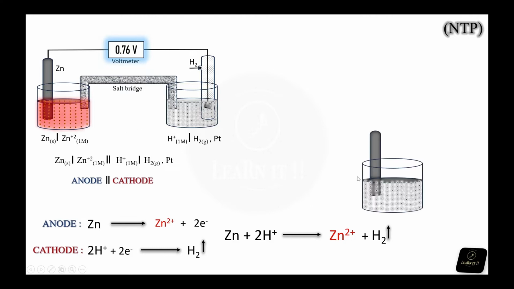Instead of this, if we take a zinc rod and put it in the acid, H plus meaning acid, then this cell constitutes a potential of 0.76 volt. At that time the zinc will undergo oxidation, meaning zinc dissolves in the acid and simultaneously hydrogen gas is liberated. So this is the reaction.